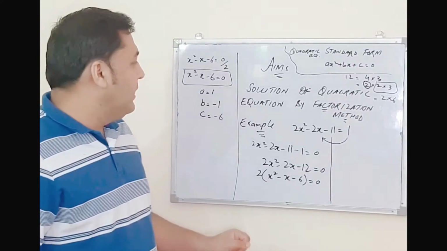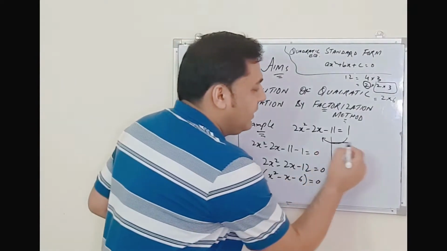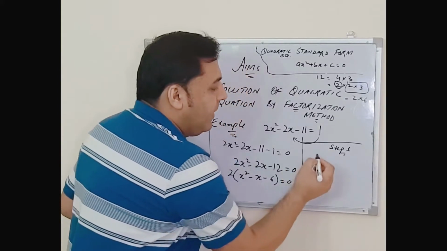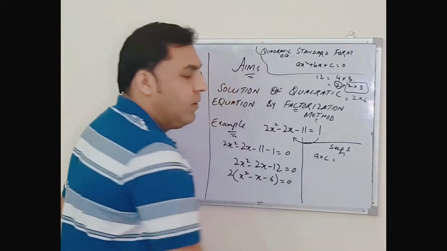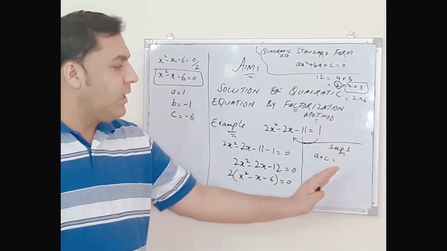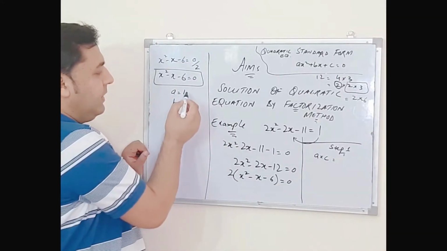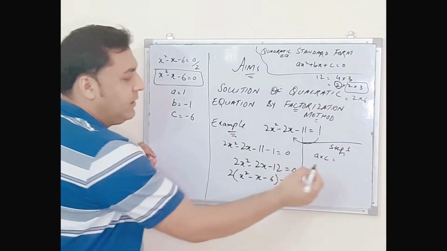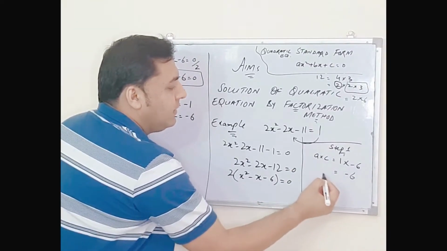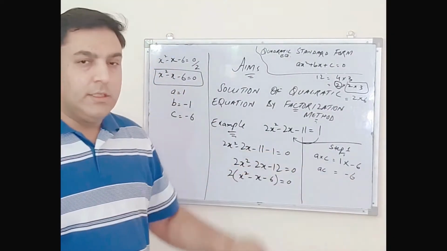In our previous lecture, what was the first step? We discussed that step 1 is we will multiply a by c. In our rough work, we will multiply a by c. Here a is 1, c is minus 6. 1 into minus 6 equal to minus 6. So the product of a and c here is minus 6.